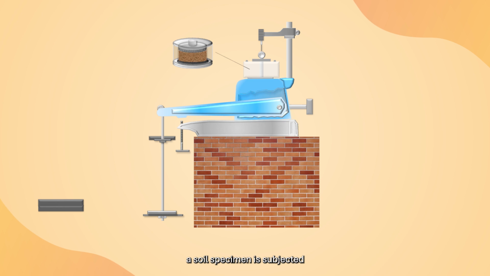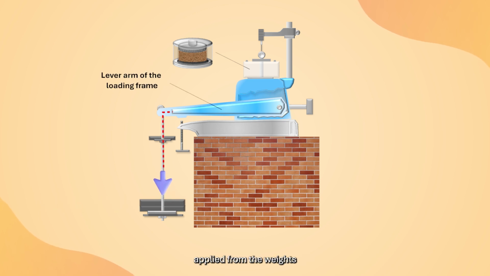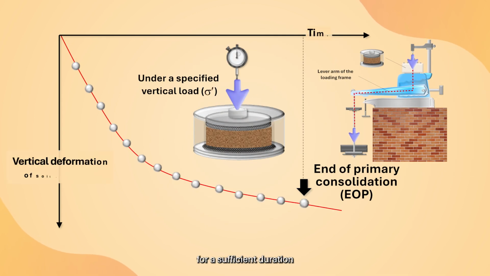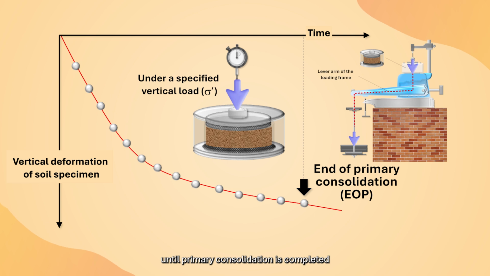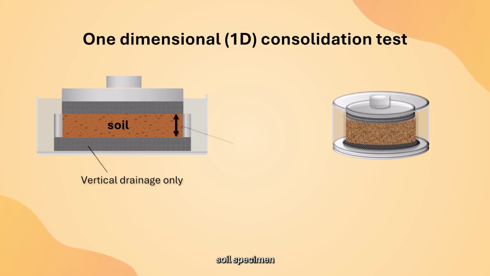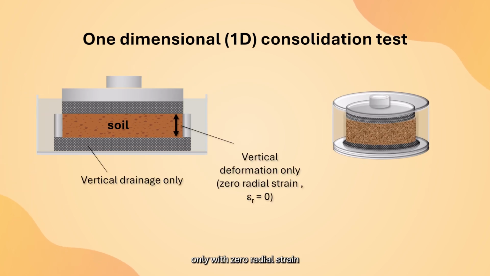In this test, a soil specimen is subjected to a series of vertical pressures applied from the weights through the lever arm system of the loading frame. Each load increment is applied to the soil specimen for a sufficient duration until primary consolidation is completed. The vertical deformation and time taken are recorded. As the odometer permits the soil specimen to deform in the vertical direction only, with zero radial strain, the test is a one-dimensional consolidation test with only vertical straining and water flow.